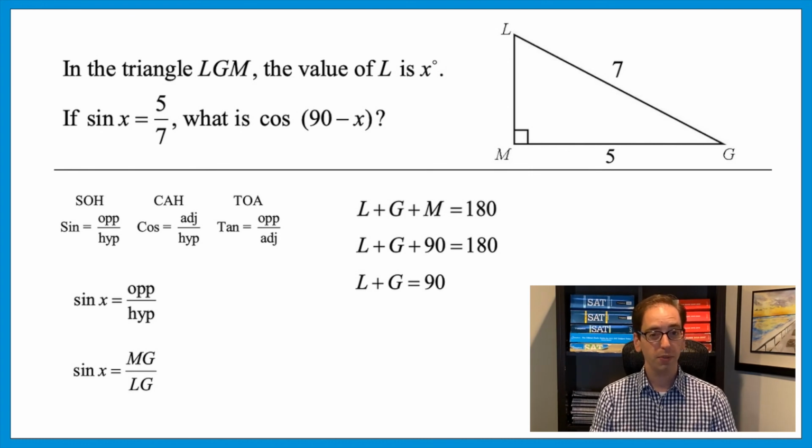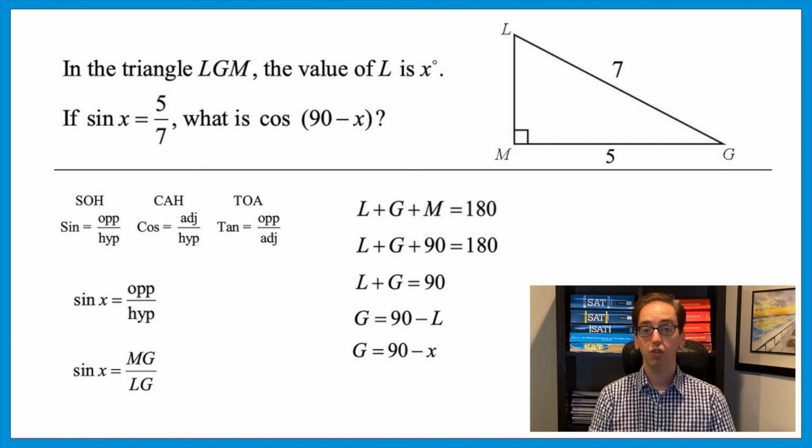And now look what happens if we play around with these terms a bit. Moving over L, we could call G 90 minus L. And they tell us that L is really x degrees. So instead of saying 90 minus L, we could now call that 90 minus x. G is really 90 minus x. So before we proceed, that's kind of like a let statement. They don't want to call angle G, G. They want to call it 90 minus x. Now we have both angles in terms of the same variable.